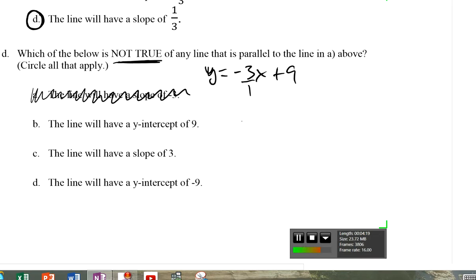Let's see. The line will have a y-intercept of 9. Well, that's kind of confusing. If the line would have a y-intercept of 9, if it was parallel to that one, that would actually be the same line, wouldn't it? That would actually have to be the same line. And then you get to this question, is a line parallel to itself?